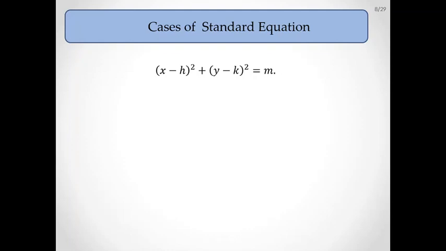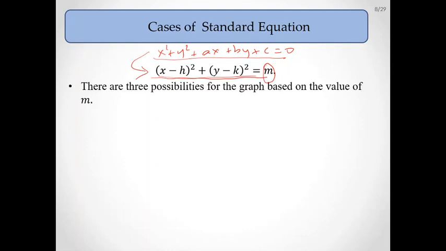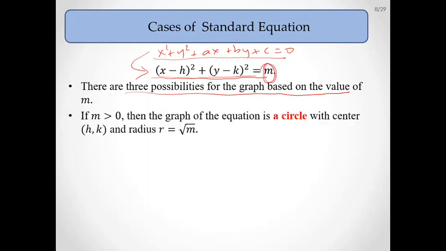Now, assume you did this, and you change the general form to the standard form. You have some cases here. M might be a positive number. In this case, everything is nice and it makes a circle. And M can be a negative number, or M can be 0. Let's see. There are 3 possibilities for the graph based on the value of M here.